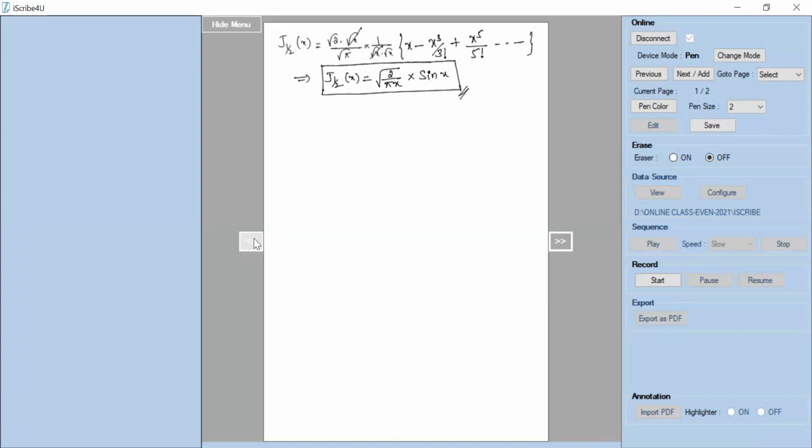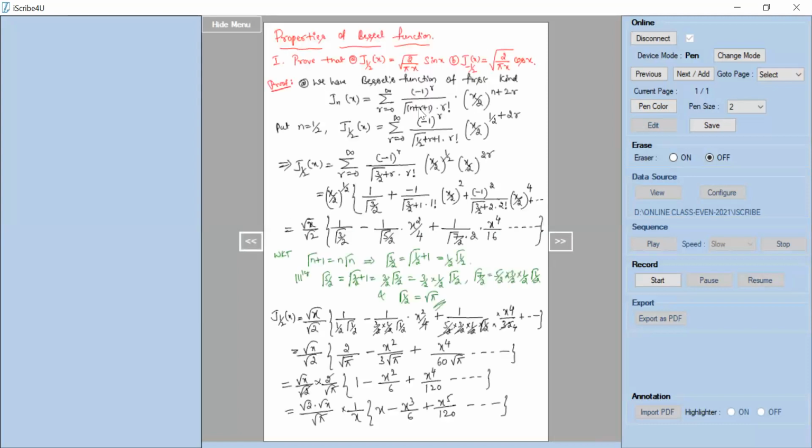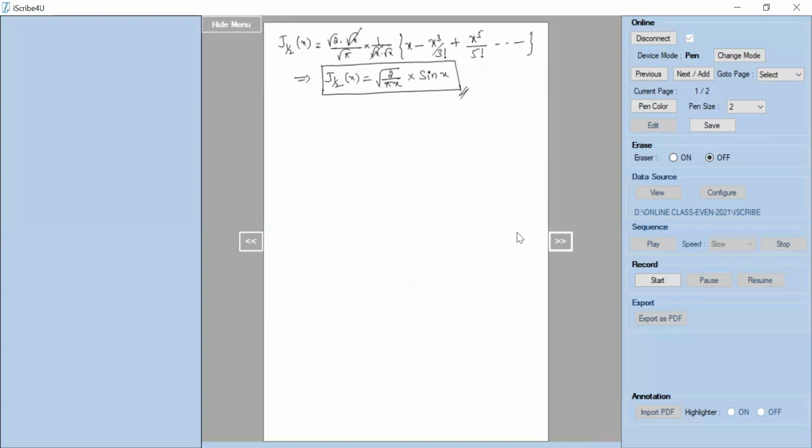So one of the most important results: j of half of x is equal to square root of 2 by pi x into sin x. This is how we can deduce that result with the help of Bessel function of first kind and some properties related to gamma functions. So these are the properties of gamma functions which we have used here. In the same way, we can deduce one more result. This is for j of minus half. In the same Bessel function formula, if I put n equal to minus half, I'm going to get square root of 2 by pi x into cos x. So this is the second property. Let us see how to prove that second property now.